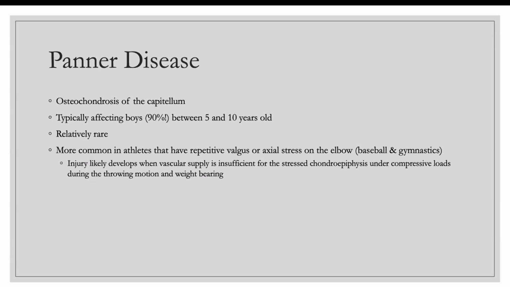And the most common idea is that it develops when vascular supply is insufficient for that continued stress on the chondroepiphysis during those compressive loads with the throwing motion. Like we talked about, the counter traction between the arm as it's stopping in that throwing motion, and then the weight bearing in the gymnastics when they're doing their tucks and their plants.